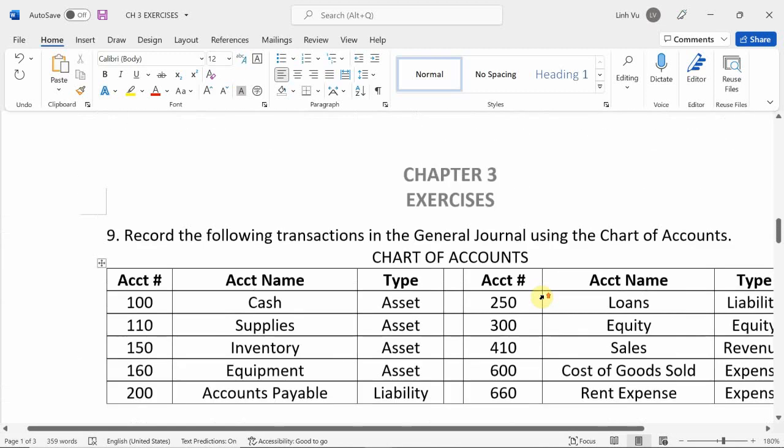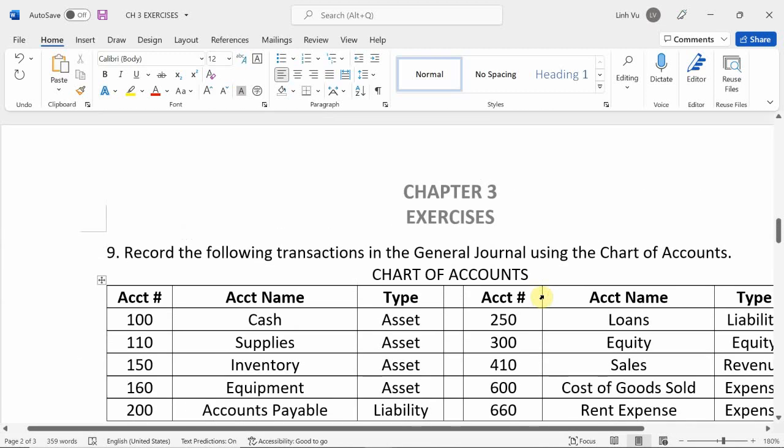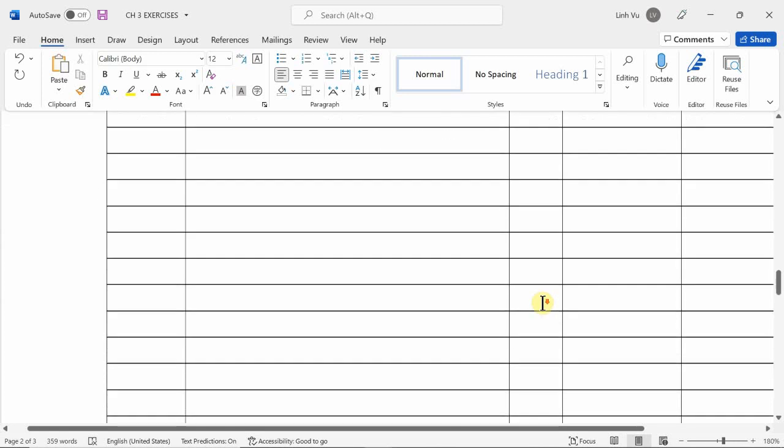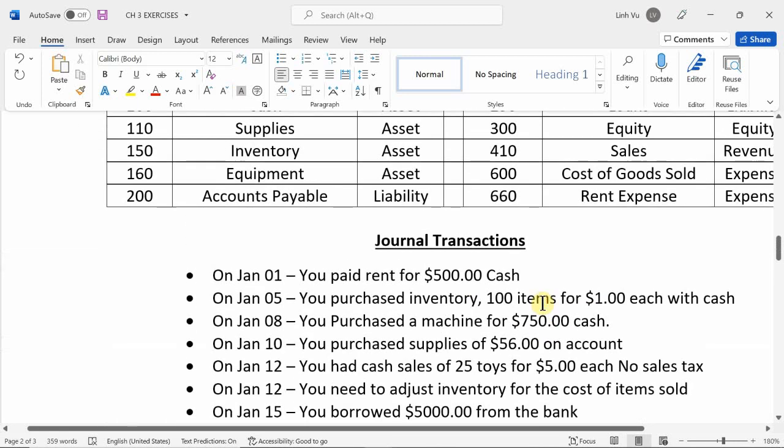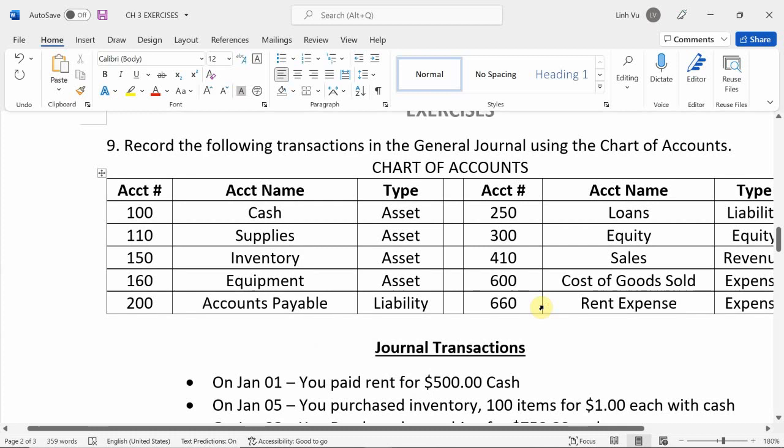All right. Now, question number 9. I'm going to give you a bunch of scenarios right here, okay? And what we're going to do is we're going to use the transaction analysis. We're going to use our chart of accounts, which is right here, right? It's part of the transaction analysis. And we're going to determine how are we going to properly journalize our transaction, okay? So here's your chart of accounts.